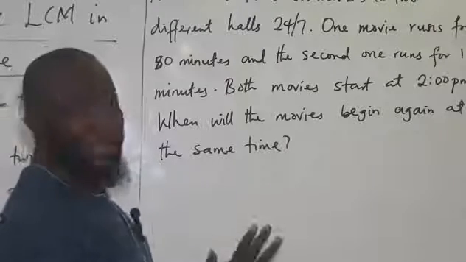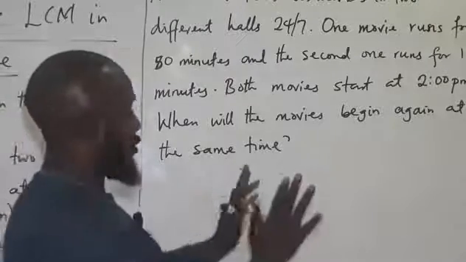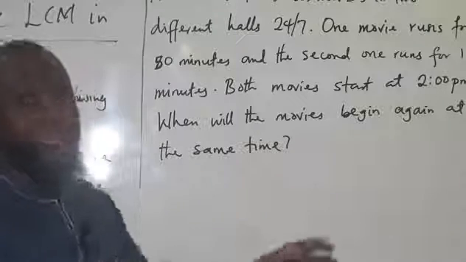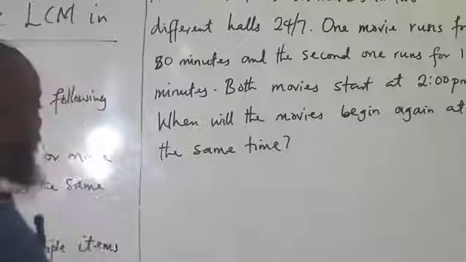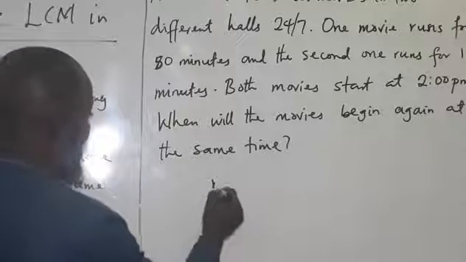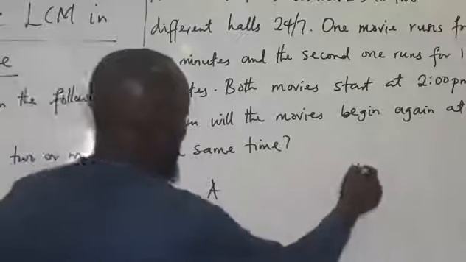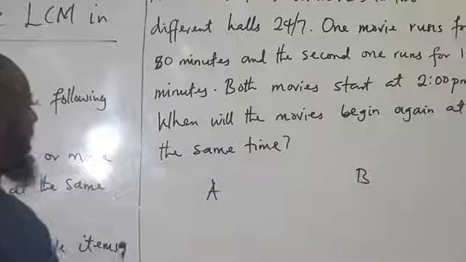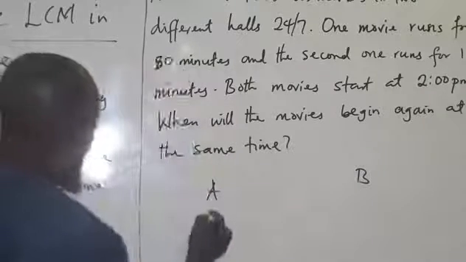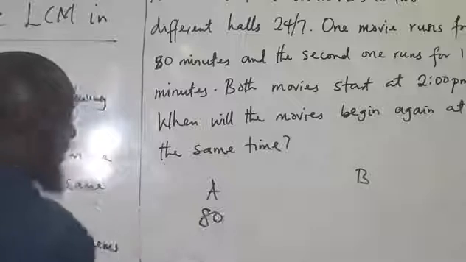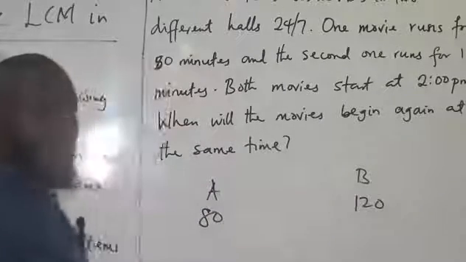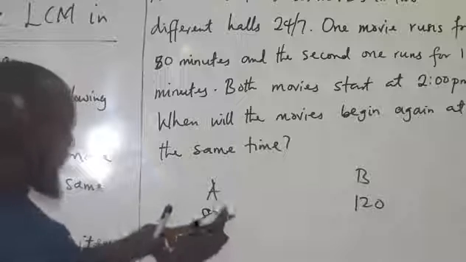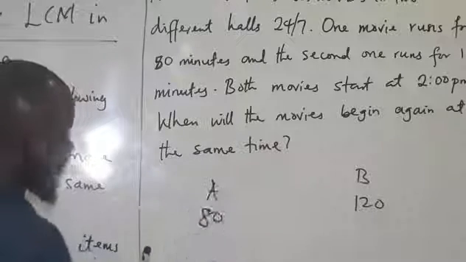Now, before we apply the concept of LCM, let's try to solve it without, assuming we don't know that we can use LCM to solve it. How can we solve this? So we have A, the first movie, then the second movie is B, right? Now, the first movie we spend 80 minutes, while this one will spend 120 minutes. Right. So immediately when this one finishes, the next one will be what?